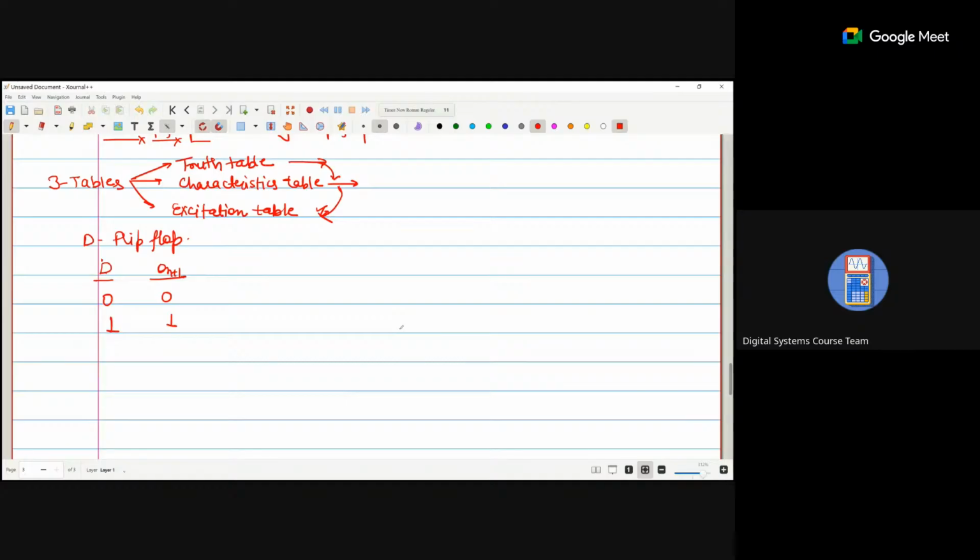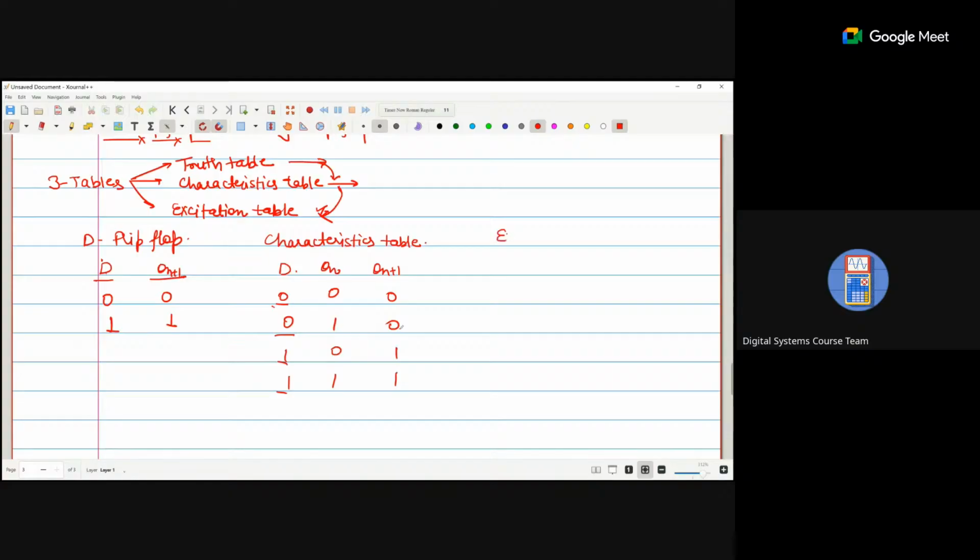Now, if we are going with the characteristics table, along with the input D, we take one more input, the previous state Qn. On the basis of this, I draw Qn plus 1: 0, 0, 0. When D is 0, output is 0. D is 0, output is 0. D is 1, output is 1. D is 1, output is 1.